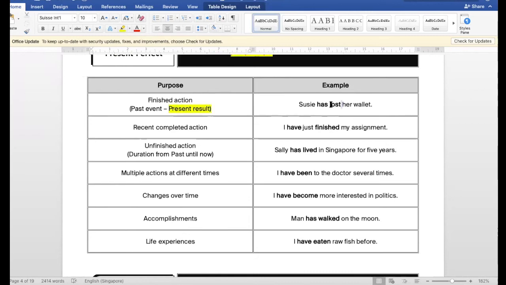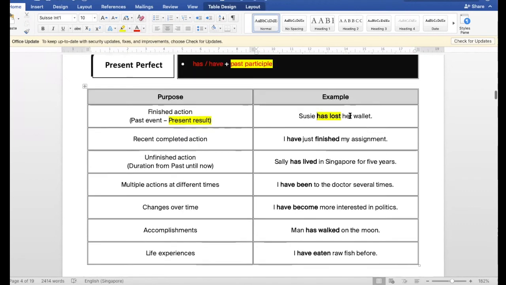Susie has lost her wallet. So the reason why we use present perfect tense here is because it is still relevant today. So until now, that is still the case. So that's why we would use has lost. Recent completed action. This would be, for example, I have just finished my assignment. So this is where you will also use present perfect tense.